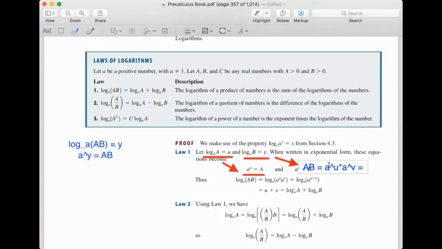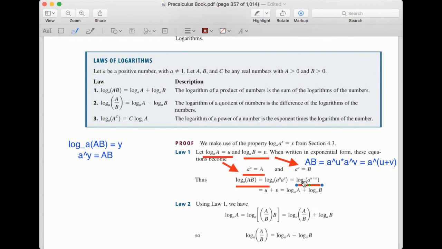And we know we can simplify this. The base is the same, both the base a, so we add the exponents. So that becomes a raised to u plus v. So log base a of A times B, we can write as log base a of a raised to u plus v. Remember, we have a property.